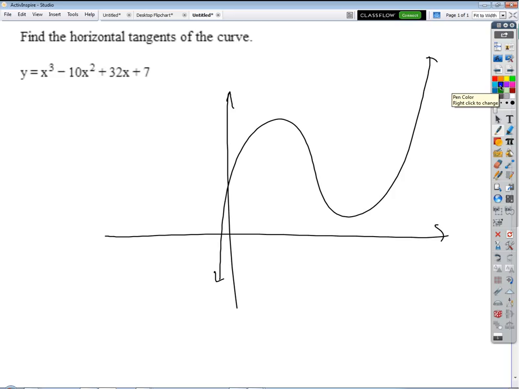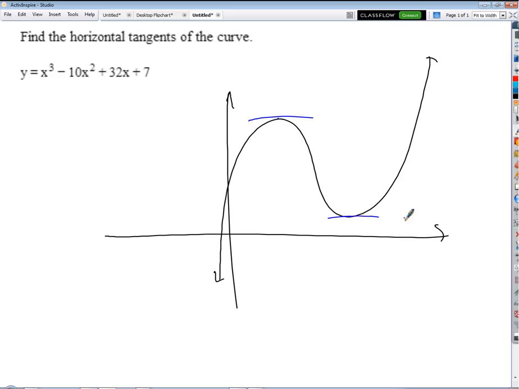Where are the places on this function where the tangent lines are horizontal? Okay, so peaks and valleys, right? Now here's the thing. What's the hallmark of a horizontal tangent? What do you know is going on when there's a horizontal tangent? Slope is zero. So the derivative function has a value of zero, right? Okay, so then we know that right here, there's got to be a zero of the first derivative, and right here, there's got to be a zero of the derivative, right?